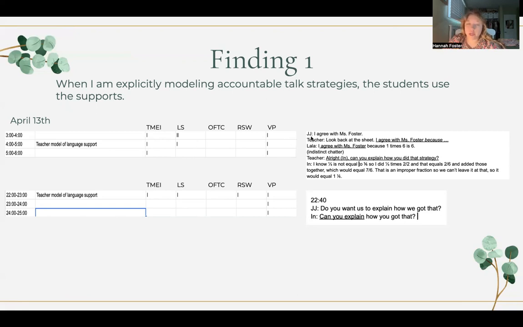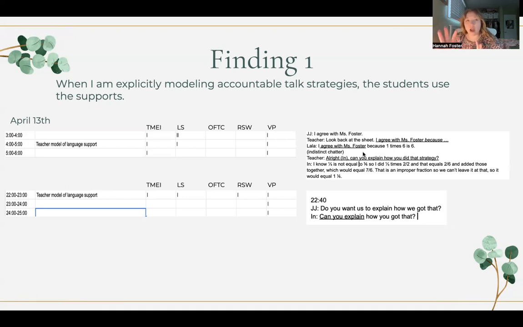And then if you move over here to the transcript, one of my students, JJ, says, I agree with Ms. Foster. And then I'm telling them to look back at the sheet. Just because you agree does not mean that that's where you should stop. I agree with Ms. Foster because, and then add on why you agree, not just I agree because you were right. But here Lala goes, I agree with Miss Foster because 1 times 6 is 6.